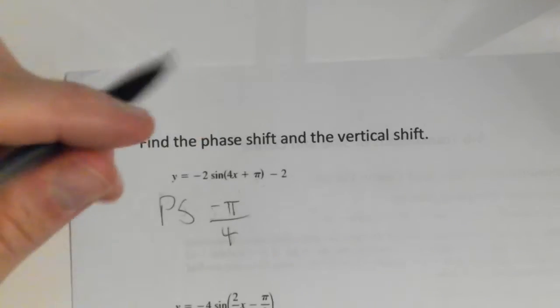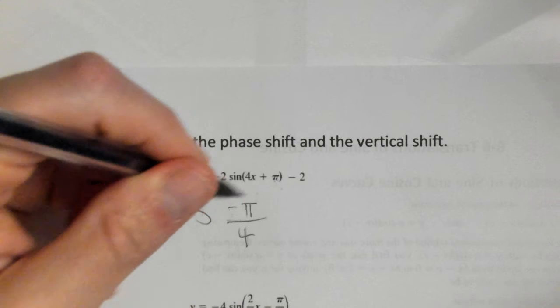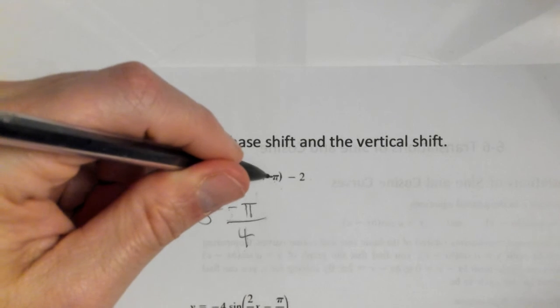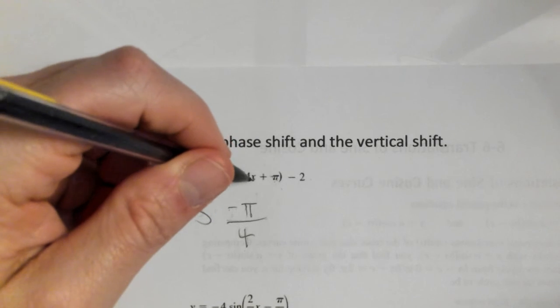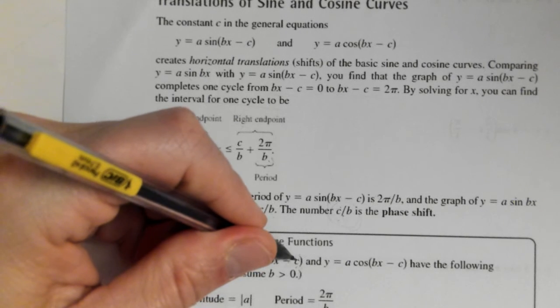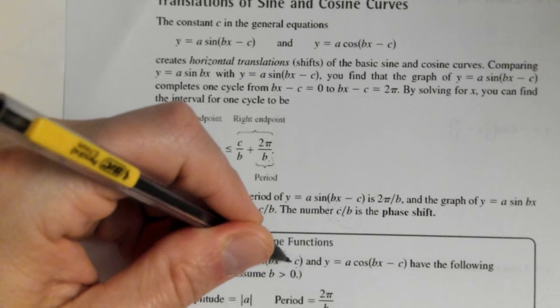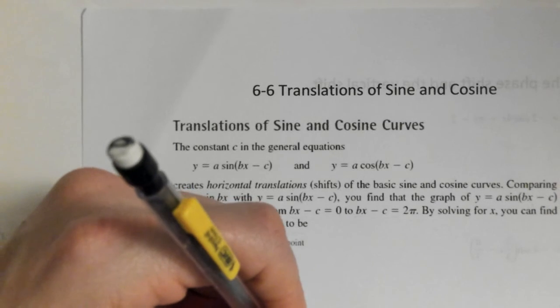For example, on this one, if I plug in negative pi for my c, then the equation would end up being negative c, so negative and negative makes a positive, and that would be bx plus pi. So in order to make this equation match as plus pi, negative pi has got to go in for my c. So it's bx minus negative pi. Negative and negative make a positive.